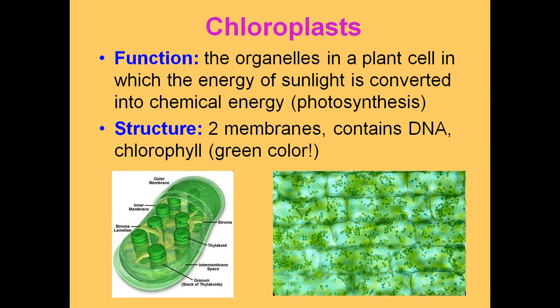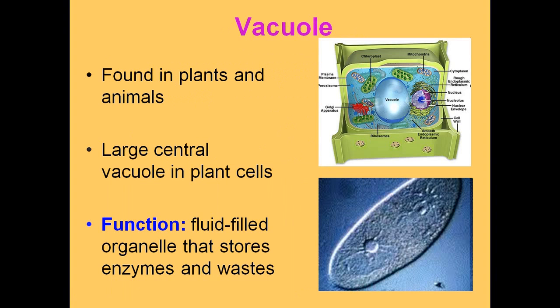Here is an organelle that is only found in plants. This is the chloroplast. I'm sure you're quite familiar with this. The function of the chloroplast simply is to take in sunlight and turn it into sugar. So it's converting solar energy into chemical energy. It's quite a simple idea. It's where photosynthesis takes place. It is also double membrane, contains its own DNA, and is green in color. So probably the easiest organelle to pick out, only found in plants.